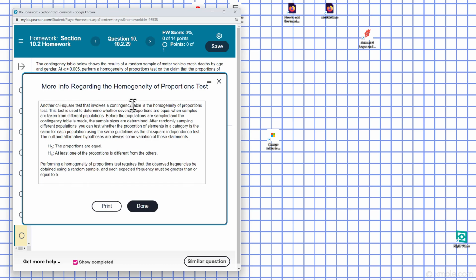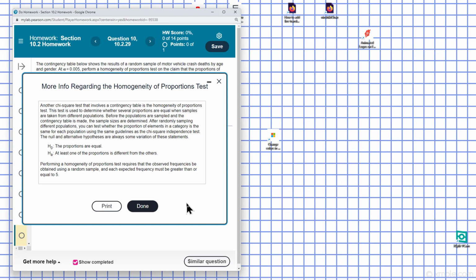Another chi-square test that involves a contingency table is called the homogeneity of proportions test. This test is used to determine whether several proportions are equal when samples are taken from different populations. Therefore, populations are sampled and the contingency table is made. Sample sizes are determined. After randomly sampling different populations, you can test whether the proportion of elements in a category is the same for each population using the same guidelines as the chi-square independence test.